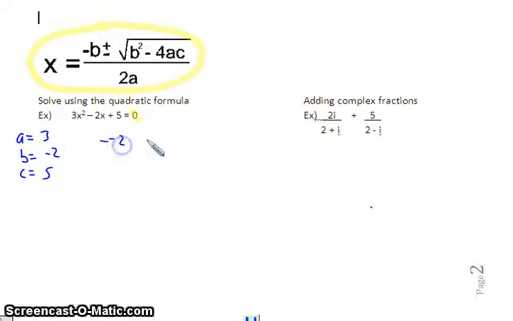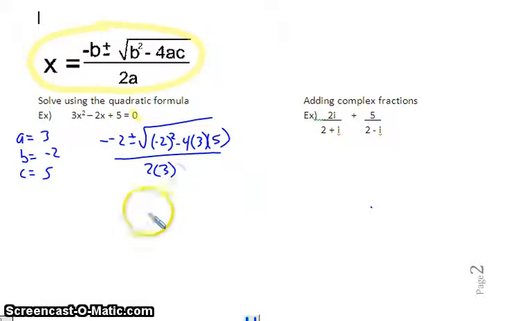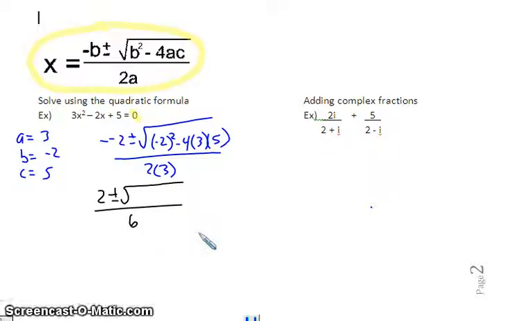Negative 2 plus or minus the square root of negative 2 squared minus 4 times A times C, all divided by 2 times A. So simplifying this would make a 2, this would make a 6. Underneath the square root sign, we're going to have negative 2 squared minus 4 times 3 times 5, which gives me negative 56.